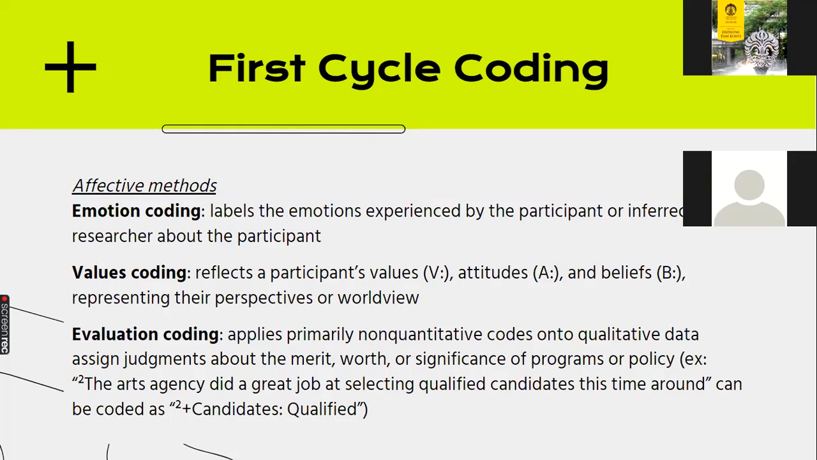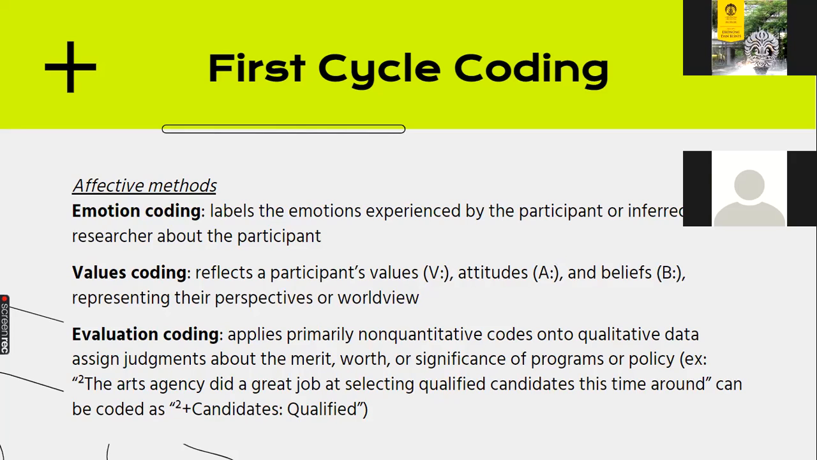And moving on, there are the affective methods, which are more subjective to the participants themselves. The first one is emotion coding, which labels the emotions experienced by the participant or inferred by the researcher about the participant. As the name suggests, this is more concerned with the emotions of the participants. This can be something that they explicitly state in their answer during the interview, or something that we, as the researcher, inferred from their statements.